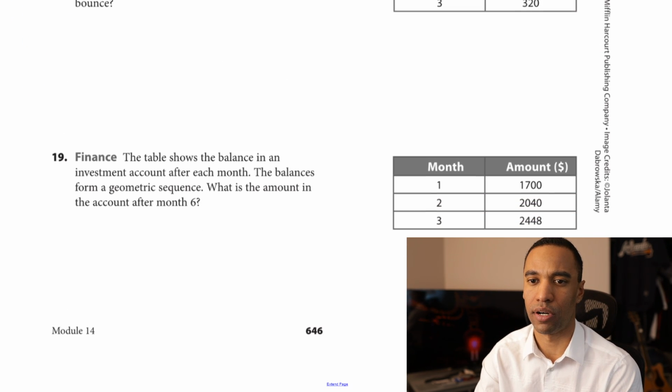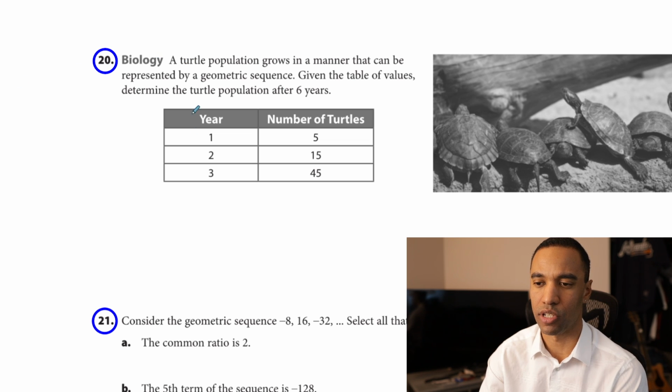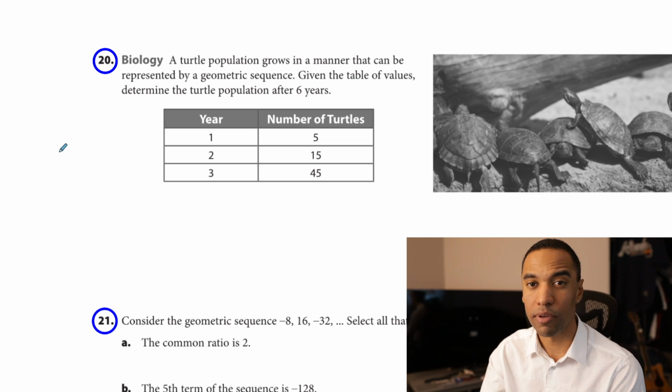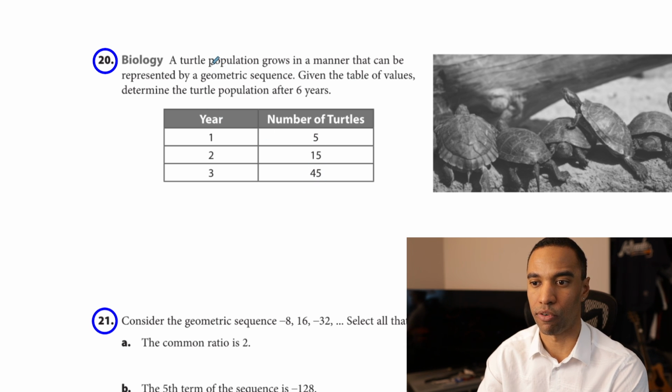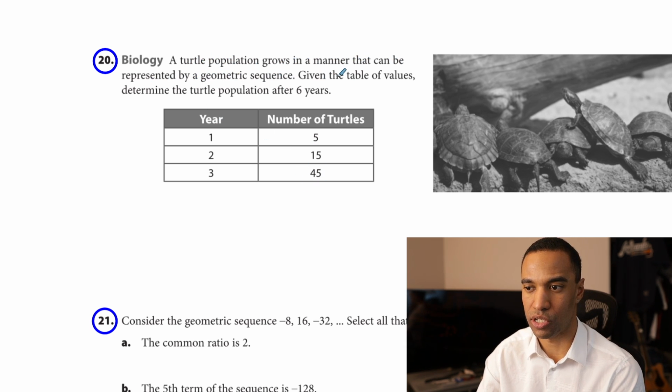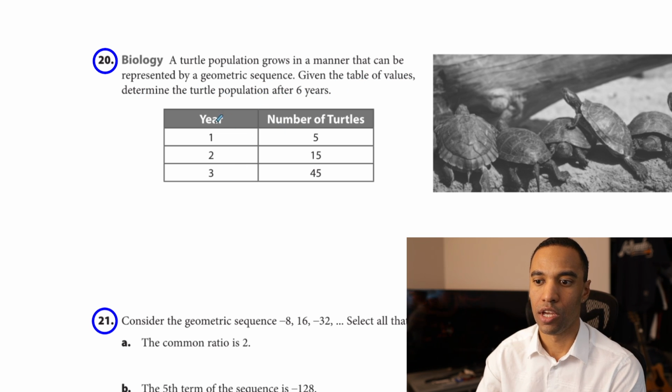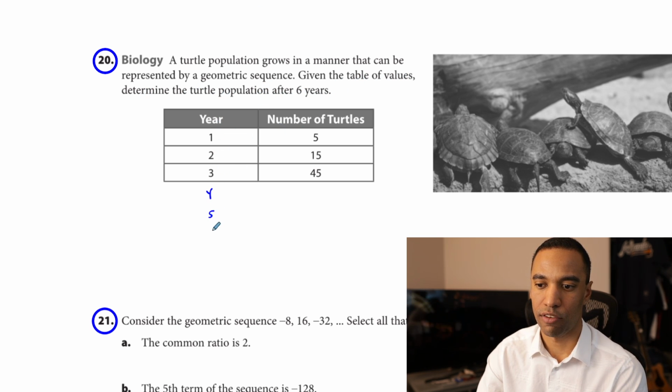Let's go ahead and look at number, what do I have circled next? Two more problems, number 20 and number 21. And I'll be fast on 20 to make amends for you guys, especially because we've actually seen this sequence before. A turtle population grows in a manner that can be represented by a geometric sequence. Given the table of values, determine the turtle population after 6 years. So we have year 1, 2, 3. We need 4, 5, 6 right here. We have to determine the common ratio. In this case, it's a simple times 3. We already talked about this.